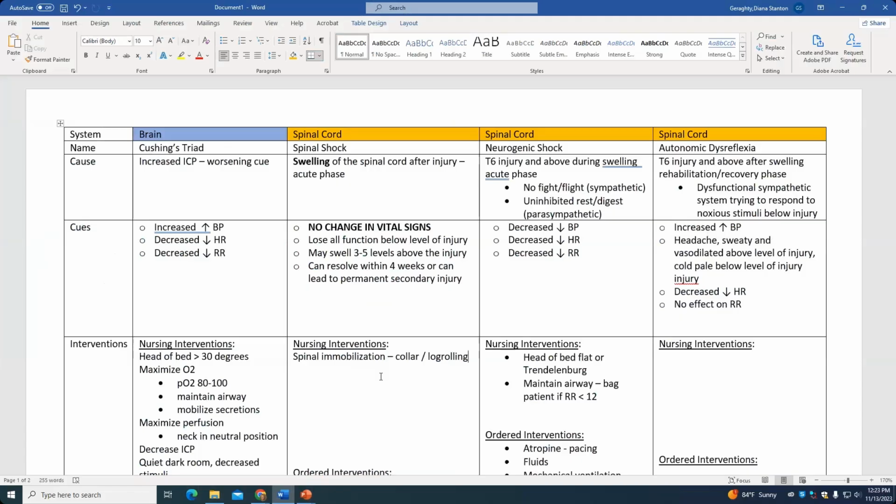If you're going to take off their cervical collar, you need cervical immobilization. So what we tell people to do is if you're going to take off their collar, have someone else be holding their head in alignment.